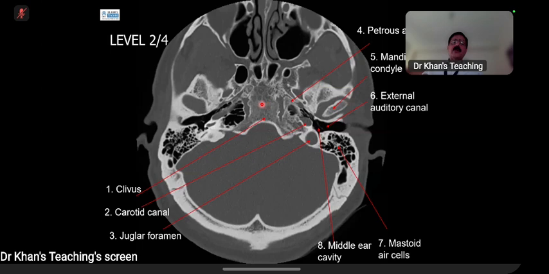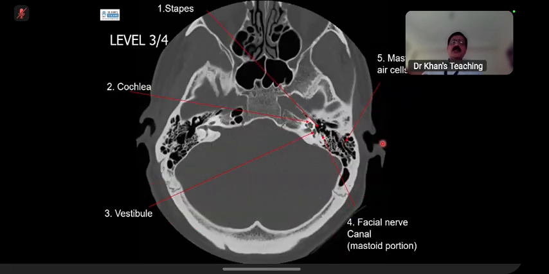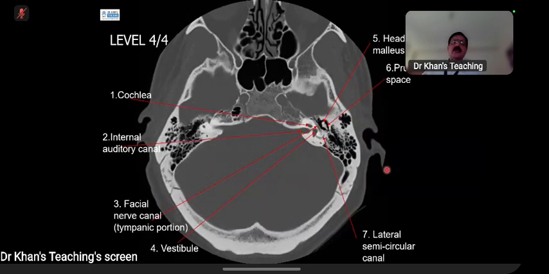So please remember that this part of anatomy, the clivus, is technically the sphenoid bone, and a portion of it is sphenoid, and portion of it is occipital bone. But petrous apex is sitting here. And next cut here, we can see mastoid air cells, we can see stapes, we can see the cochlea, we can see the vestibule, and we can see the facial nerve.